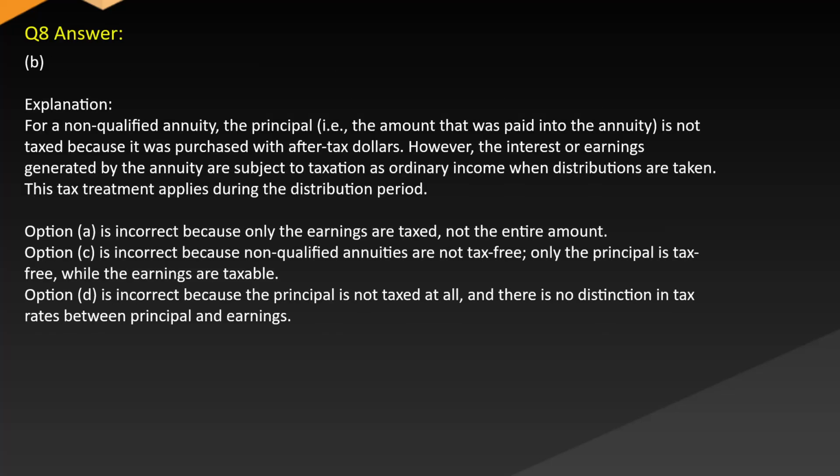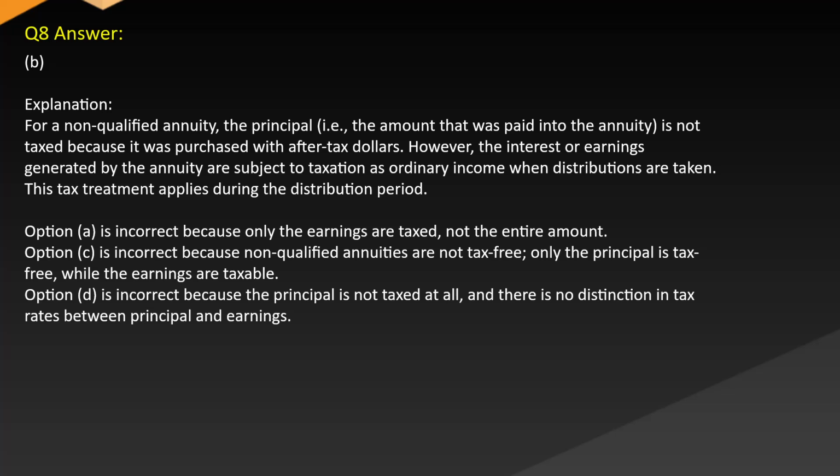Answer B. Explanation. For a non-qualified annuity, the principal, i.e., the amount that was paid into the annuity, is not taxed because it was purchased with after-tax dollars. However, the interest or earnings generated by the annuity are subject to taxation as ordinary income when distributions are taken. This tax treatment applies during the distribution period.